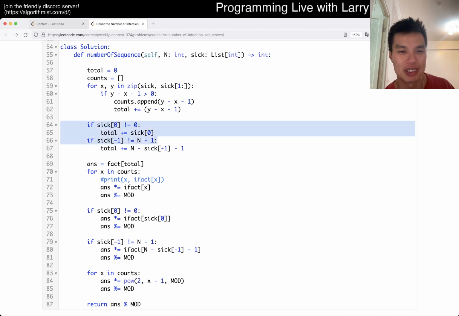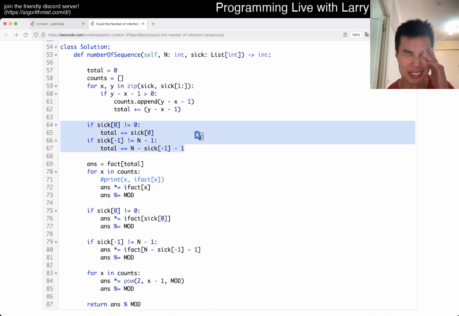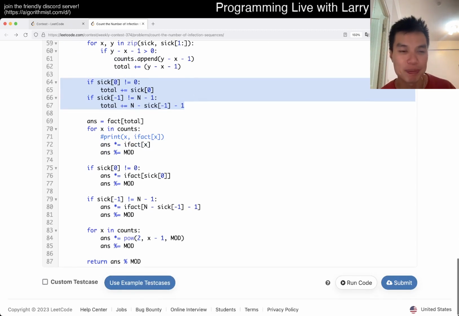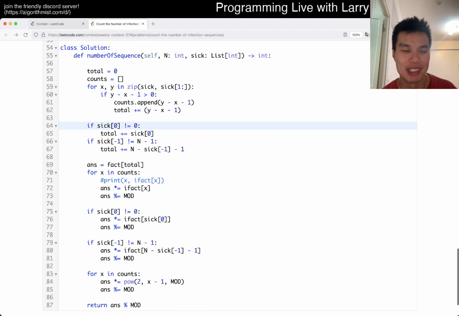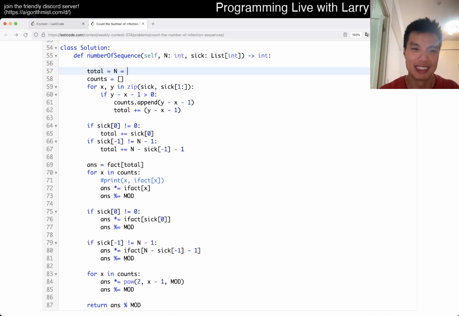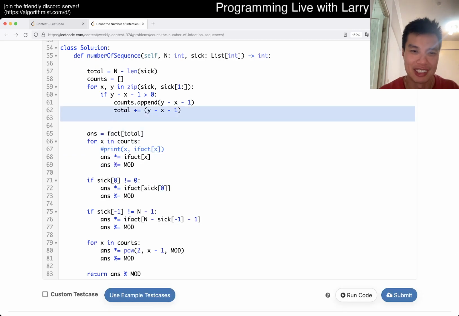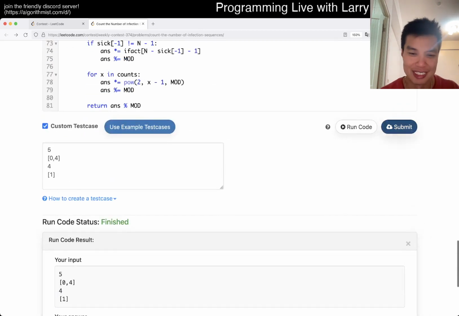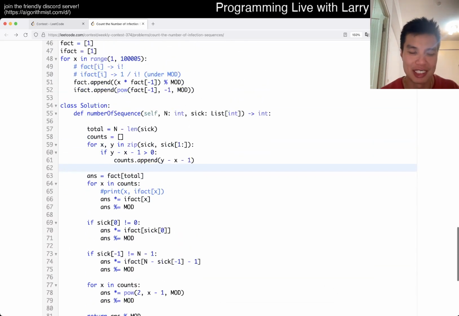And this is checking the borders. If it's not zero and if it's not n minus one, though I guess technically I didn't need to, but this is just to count the edges, right? To add it to total. And actually, I guess I did this a little bit weird. I think total is just n minus length of sec, right? So I guess maybe we don't need all this. Maybe double check that I'm not lying to you. Yeah, so actually, you can simplify it that way.